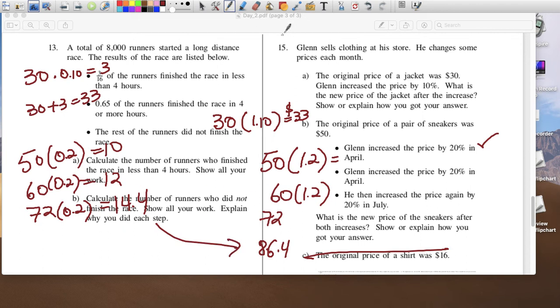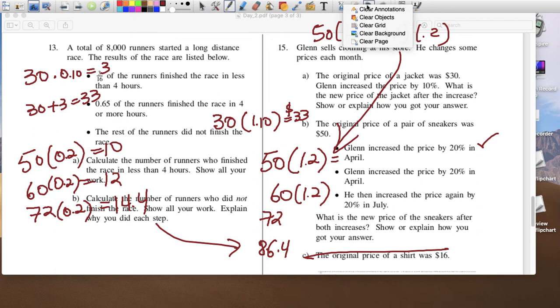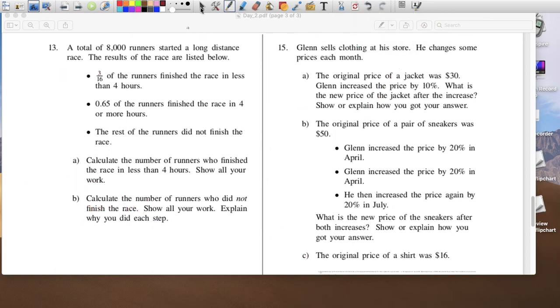So either way, doesn't matter. You could have actually done this in your calculator: 50 times 1.2 times 1.2 times 1.2, which is the same thing as we did, all in one shot, and you would have gotten the answer. I'd much rather you do it that way.